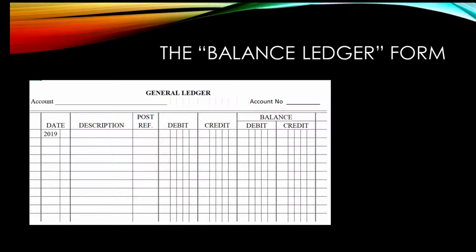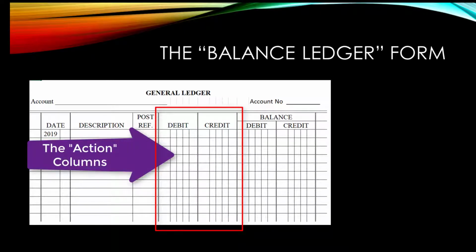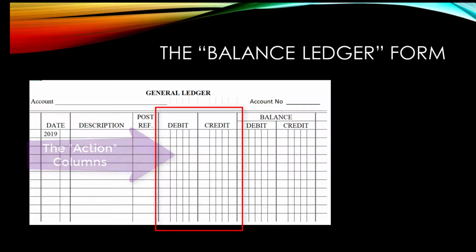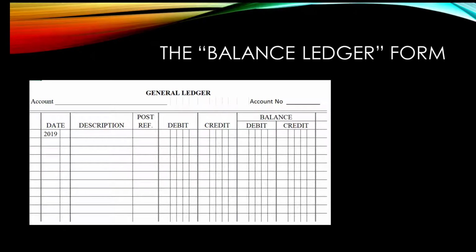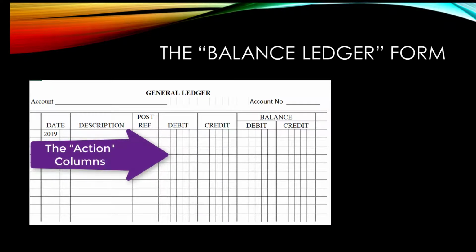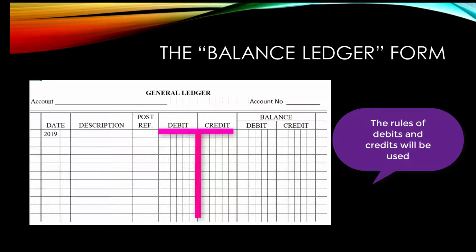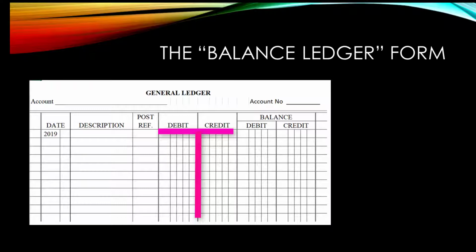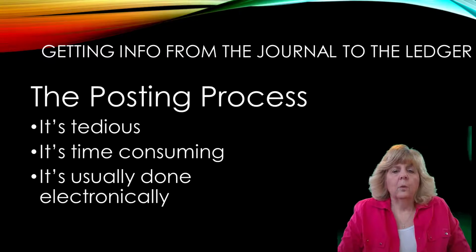This other set of columns is sometimes called the action columns of the ledger because that's where the amounts get recorded from the journal. If you think about it, these action columns really do remind us of what our T accounts look like. We will rely on our knowledge of the rules of debits and credits in order to complete the general ledger postings.